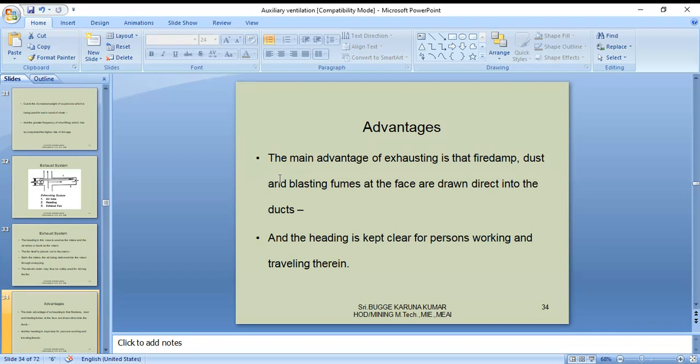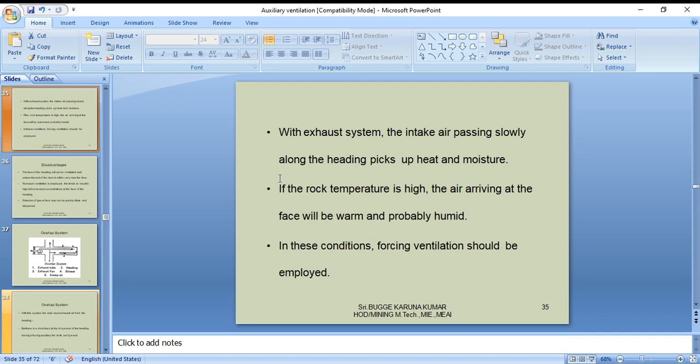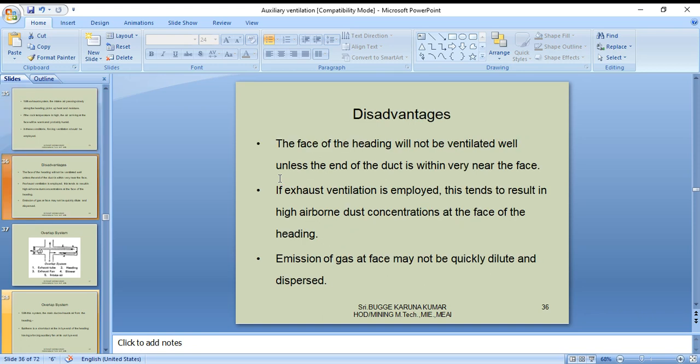Advantages. The main advantage of exhausting is that firedamp, dust, and blasting fumes at the face are drawn directly into the duct, and the heading is kept clear for persons working and traveling therein. With the exhausting system, the intake air passes slowly along the heading, picking up heat and moisture. If the rock temperature is high, the air arriving at the face will be warm and probably humid. In this condition, forcing ventilation should be employed. So such a condition also goes to the forced system.